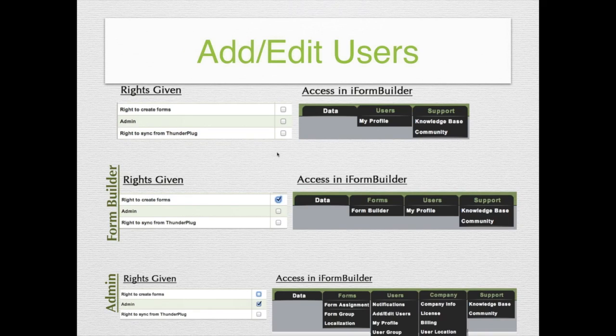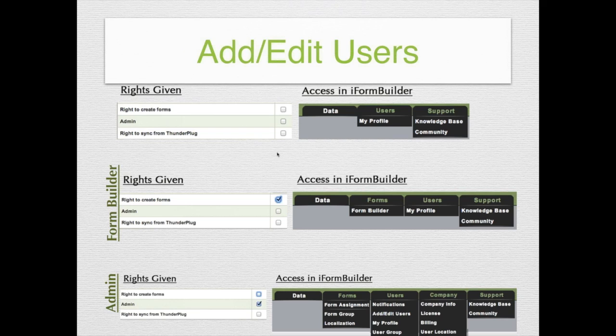Okay, so when we're creating a new user, you have 3 different permissions that you can give a user. You have the right to create forms, the admin, and the right to sync to the Thunderplug. When you have a user who's just collecting data, so you just want them using their devices out in the field, then you don't have to give any of these permissions. When you want a user to create forms, but you only want them to be able to see the forms that they create, then you're going to tick off the box that says right to create forms. And at that point, they won't see any other forms in their profile that anyone else has created. They'll only see the ones they've done.